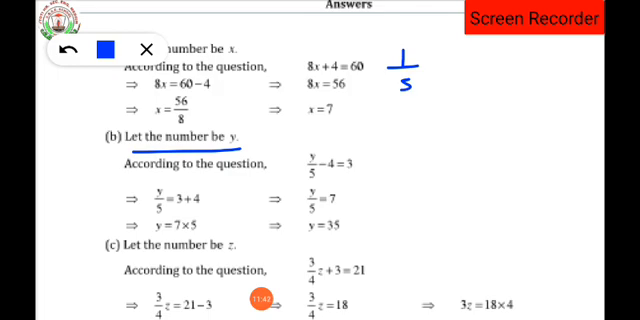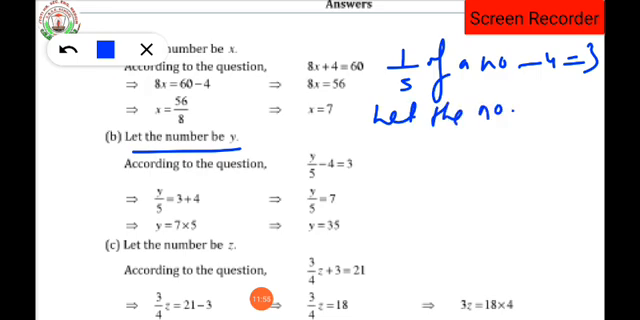1/5 of a number minus 4 gives, means equal sign, 3. So let the number be y, we are going to consider. Okay, so 1/5 of a number, that means y will be multiplied with 1 by 5, which will be minus 4 to give 3.